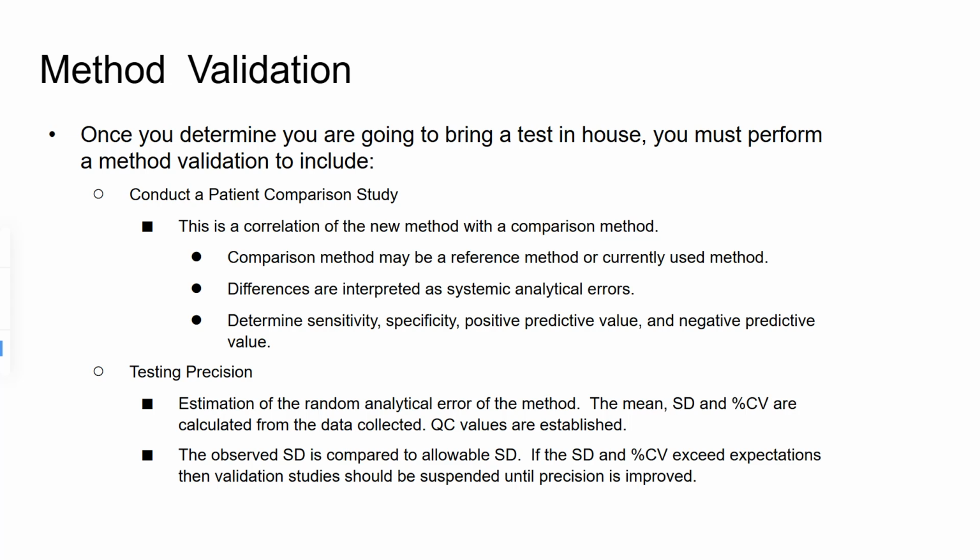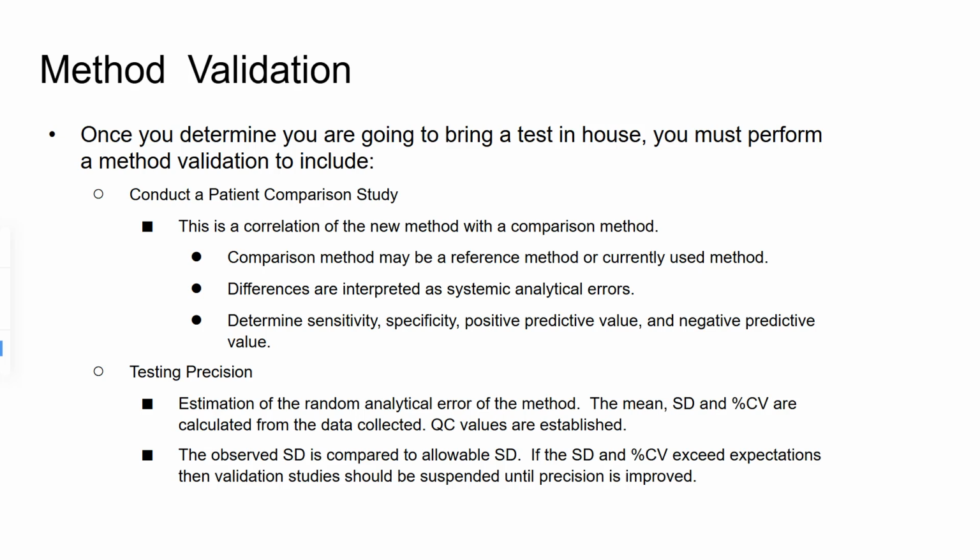Once you determine that you're going to bring a new test in-house, you must perform a method validation to include a patient comparison study. So this is a correlation of the new method with a comparison method. Comparison method may be a reference method or currently used method. So in the example I gave, you could be comparing it against the analyzer that you currently have, or you could be comparing it against a reference method. Differences are interpreted as systemic analytical errors.